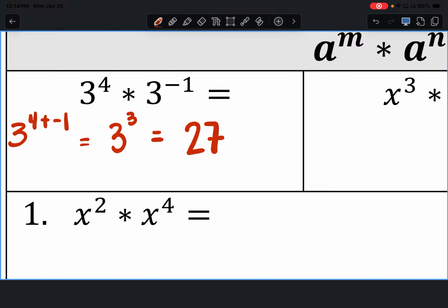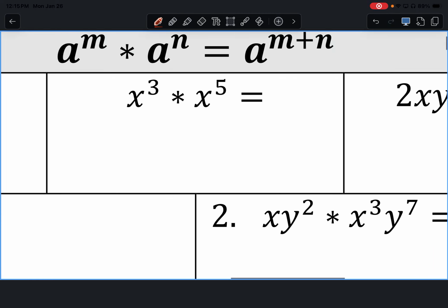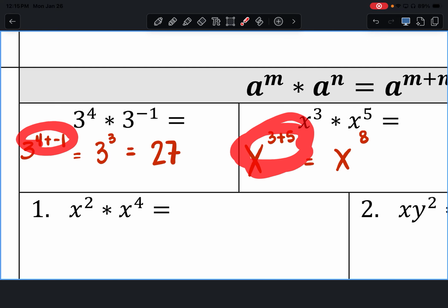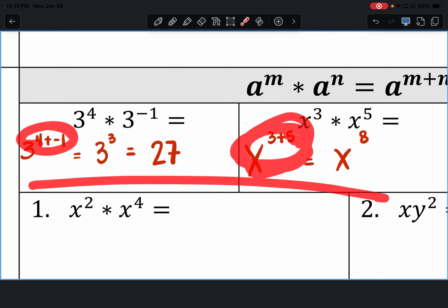All right, now we have our next example. X to the 3rd times x to the 5th. So for this one, we have x to the 3 plus 5. So what do we get? X to the 8th. Yes? Okay, now one thing, you do not have to write out this step when you do these. That is just if you need it, do it. If you don't need it, that's okay with me. Just make sure you know what you're doing. I would recommend at least on the examples to do that.